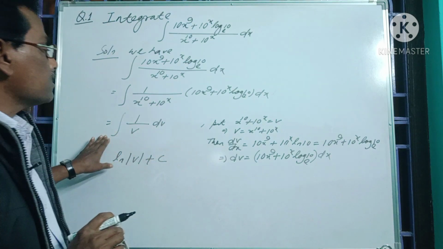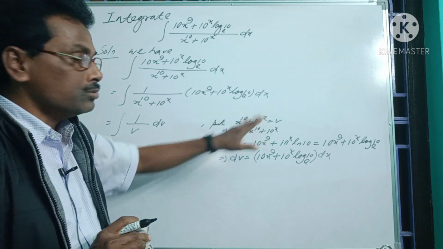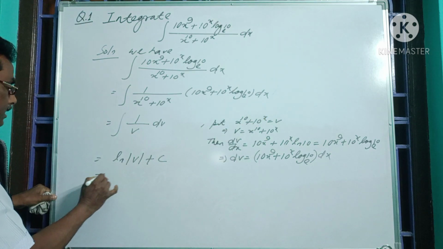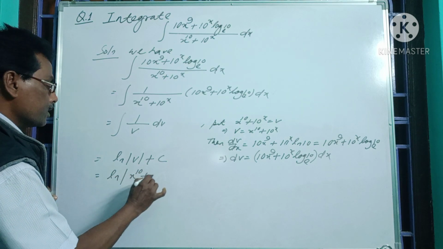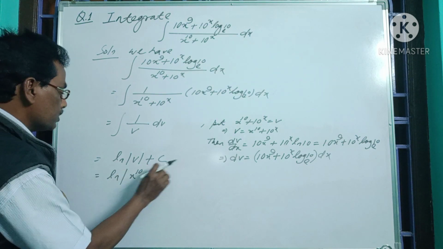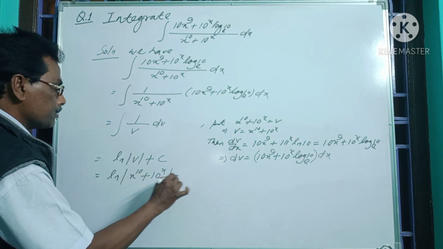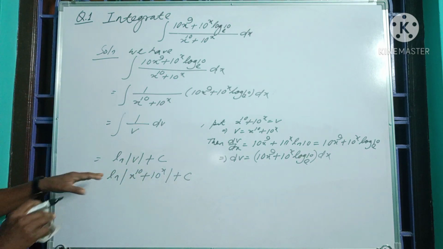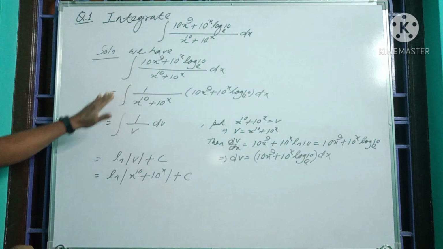After integration, now let us replace v with x to the power 10 plus 10 to the power x, which will give us ln of mod x to the power 10 plus 10 to the power x plus c, where c is the constant of integration. In this process we completed the integration, hence the integration is over now.